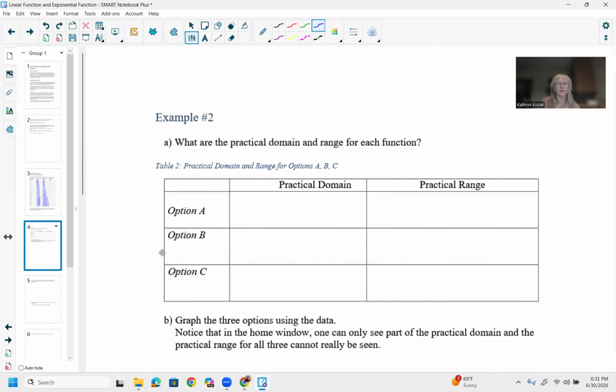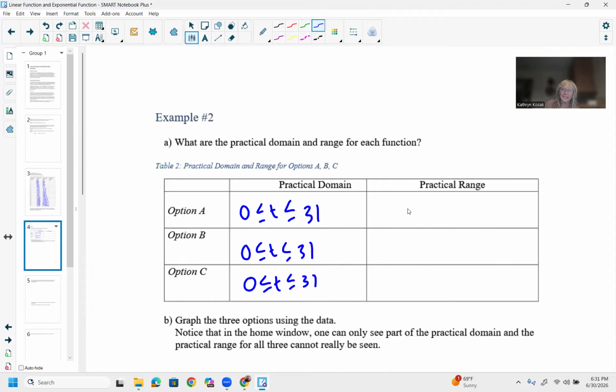So for all of these, the practical domain is 0 is less than or equal to time is less than or equal to 31. For all of these. Though option C actually is just time equals 0, but we're going to go ahead and just put this down because you only got the money once and you never got it again. So that one's a little different.